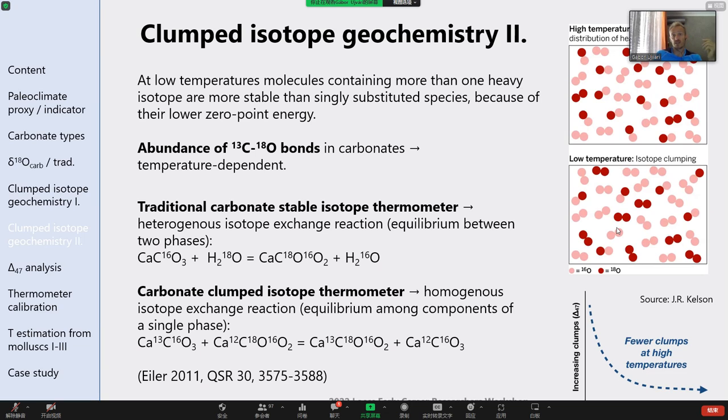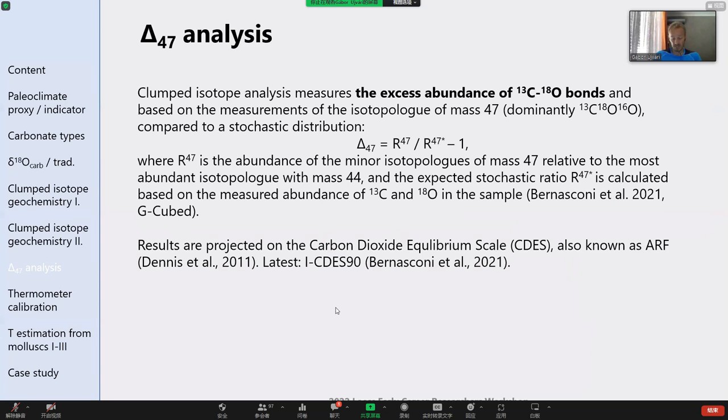At low temperatures, we have the lower vibrational energy of these mass 47 isotopologues. So we have more and more clumps, and this equilibrium constant will be lower and lower. So this is actually the basis of this method, and the clumped isotope analysis measures the excess abundance of these 13C18O bonds based on measurements of the isotopologue of mass 47, dominantly 13C18O16O, compared to a stochastic distribution, as it is written here.